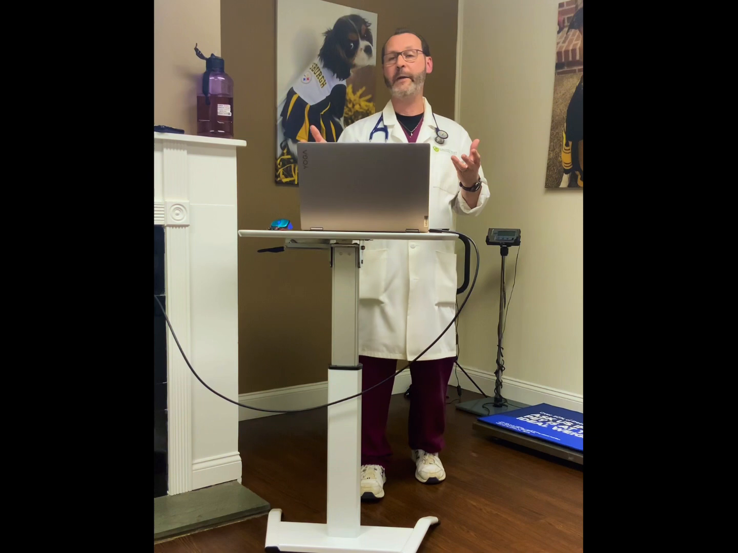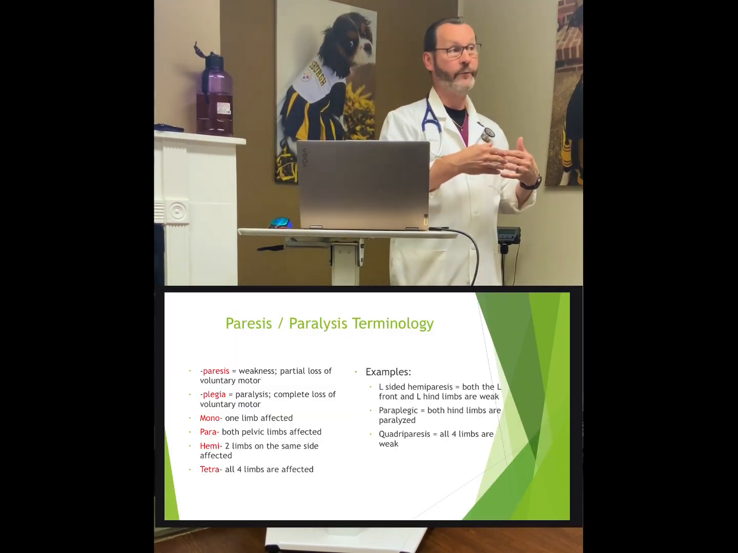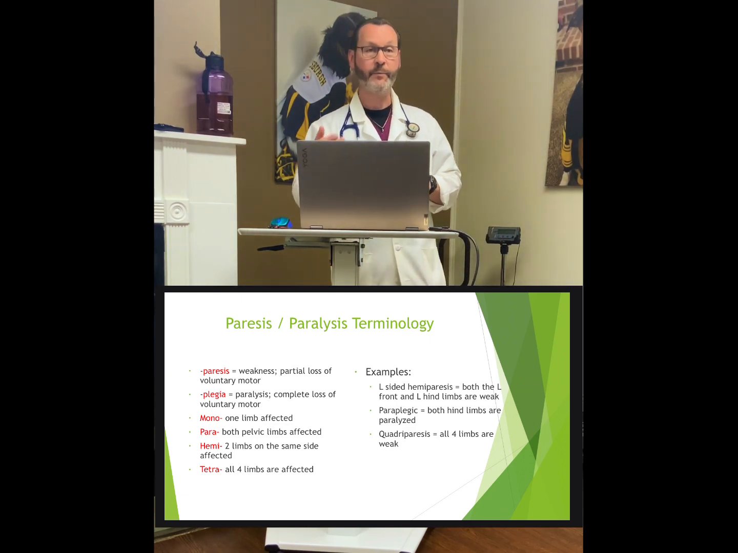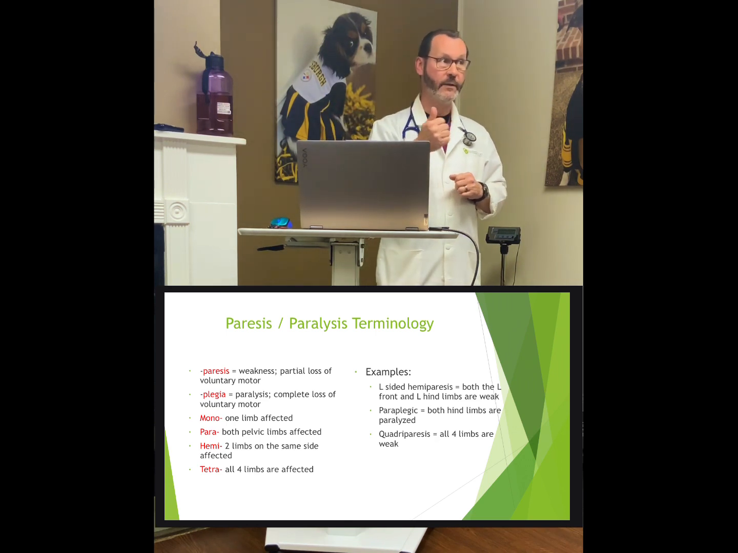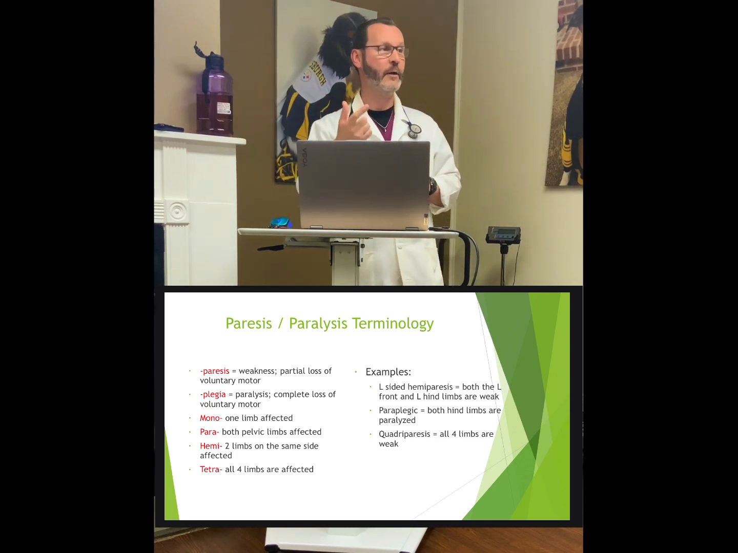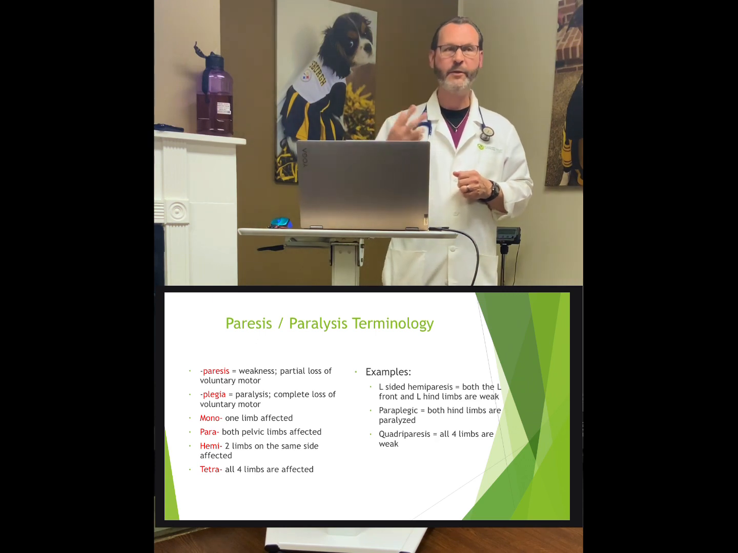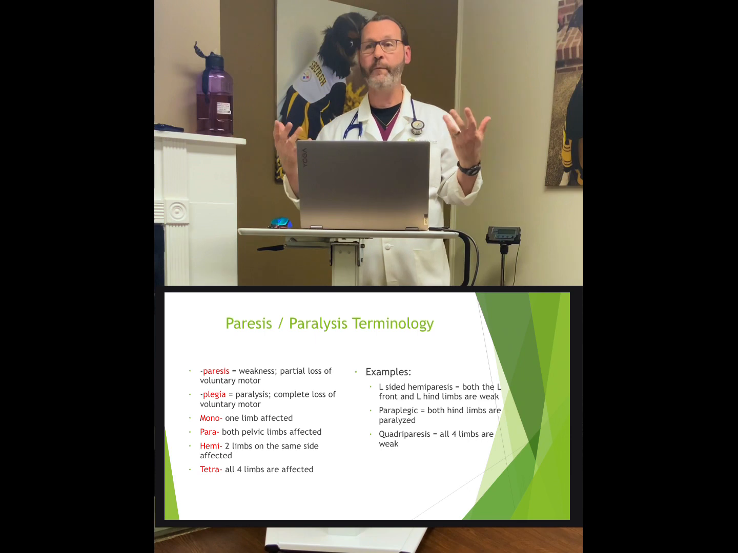Now this is more just terminology. Paresis again is a weakness or a partial loss of motor control of the body, okay? Plegia means paralysis, a complete loss of voluntary motor. Mono means that just one limb is affected. Para means both limbs are affected, but it's only the pelvic limbs. Para always means pelvic limbs, okay? Hemi means 2 limbs, but on the same side. And then tetra means all 4 limbs are affected.